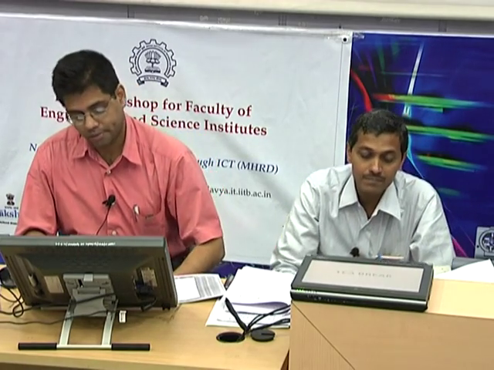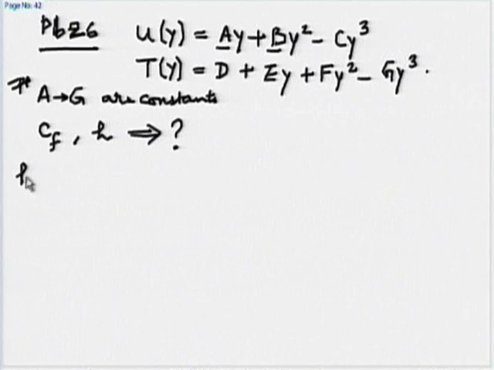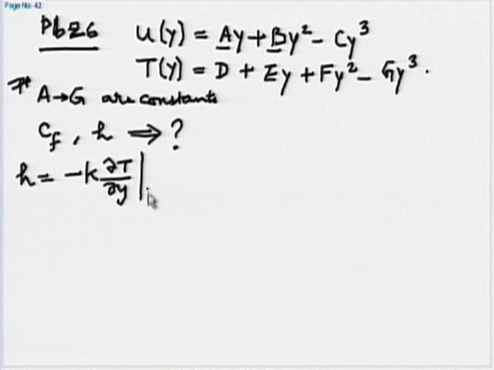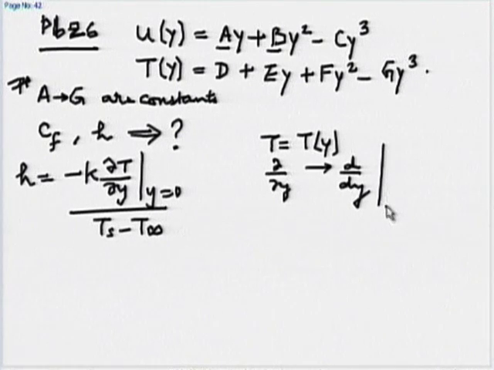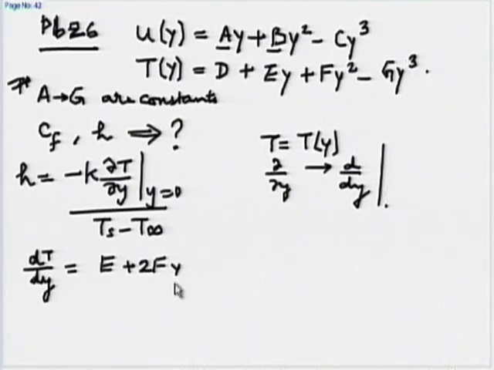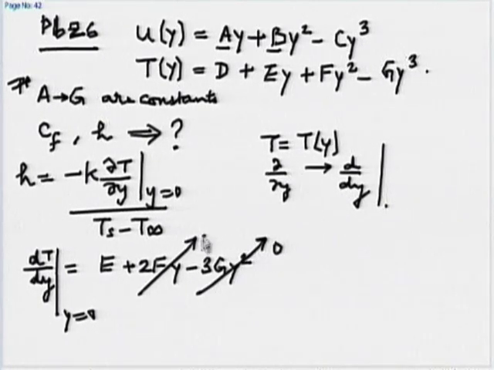differentiation. Let us first take up h equal to minus k del T by del y at y equal to 0 upon T s minus T infinity. Here, all constants a to g are constants and we know them. When I know the profile, I know the constants. So, how do I get del T by del y? If I differentiate this, I get e plus 2 f y minus 3 g y square. But now, dT by dy at y equal to 0 means the second term and the third term vanish. I end up getting only e.